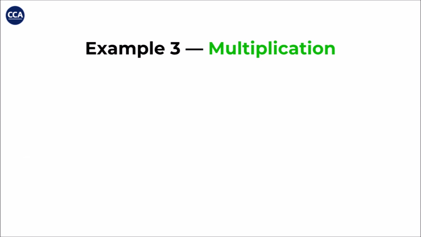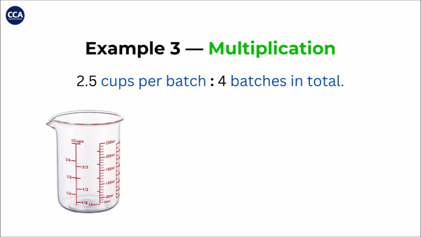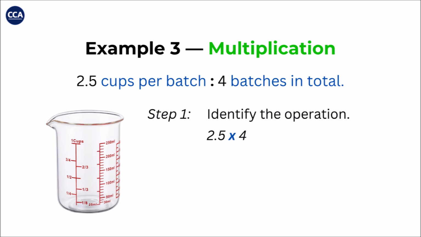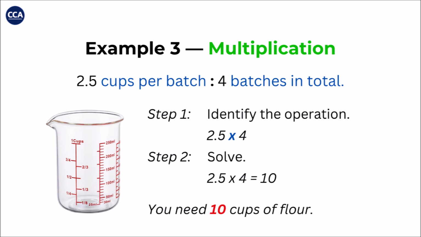Now, let's try a problem involving multiplication. A recipe needs 2.5 cups of flour per batch. If you're making 4 batches, how much flour do you need? Step 1. Identify the operation. The word per batch with multiple batches means multiply. 2.5 multiplied by 4. Step 2. Solve. 2.5 times 4 equals 10. You need 10 cups of flour.